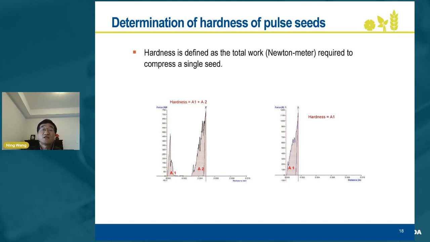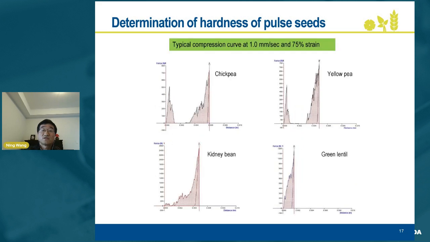This is a typical compression curve for different pulse crops. On top of the graphs, you can see the chickpea and the yellow peas. They have 2 peaks, whereas kidney beans and green lentils all have 1 peak.